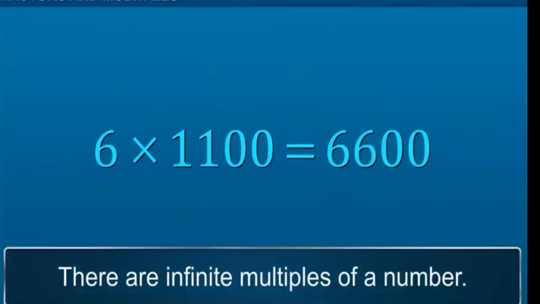Thus, there are infinite multiples of a number. Okay. Now, one more thing. That is, infinite numbers of multiples of a number. So, if 6 is the number, we multiply it by 1, 2, 3, up to 10, 11, 12, 13, and so on, and each multiplication gives an answer.